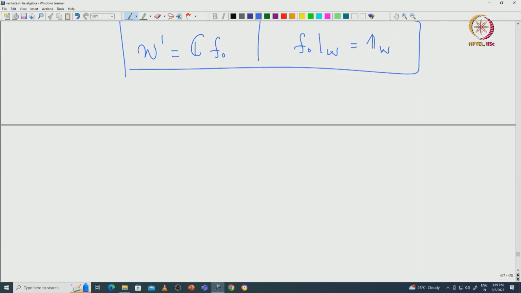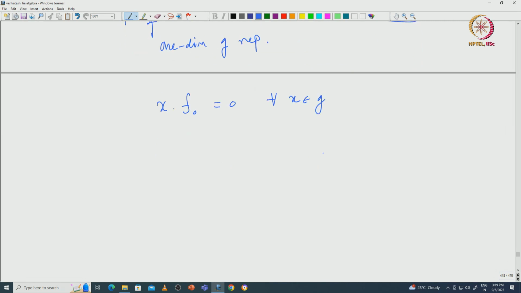Now, note that the F naught we have constructed comes from V. The subspace spanned by it is W dash, which is a one dimensional G representation. In particular, if I take x and act it on this F naught, that must be 0 for all x in G. But what is the meaning of this? Let us rewrite this: x dot F naught on any v is given by x dot F naught of v minus F naught of x dot v. This is the formula that is given.